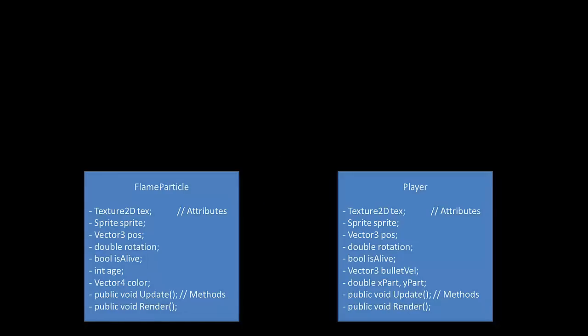We could have a flame particle class that has a texture 2D, a sprite, a position, a rotation, and so on. We could also have a player class, and it too could have a texture 2D, a sprite, a position, and so on. Notice that these classes are not identical, but they do have a lot of overlap. In fact, they both have an update method as well as a render method. In general, anytime you see that we have redundant code, especially when you're copying and pasting, we're probably doing something wrong.